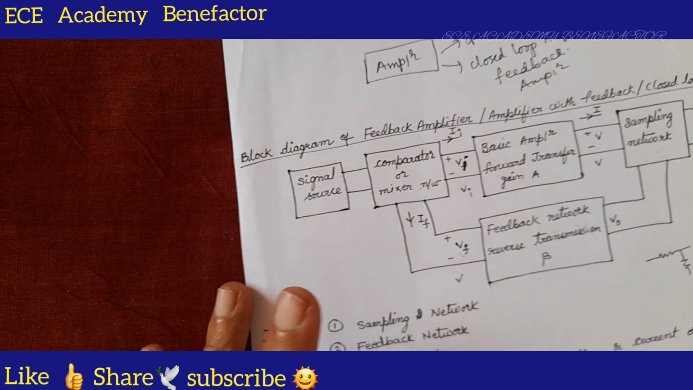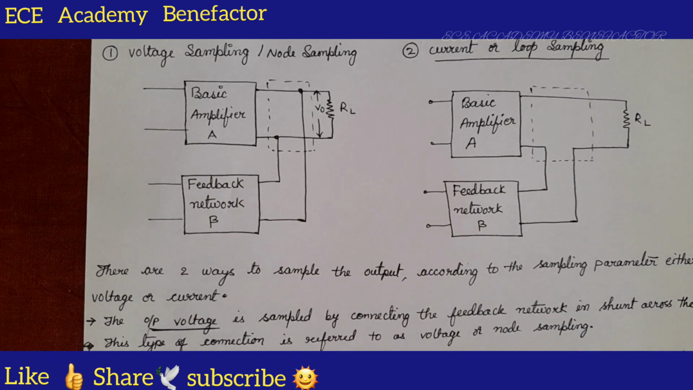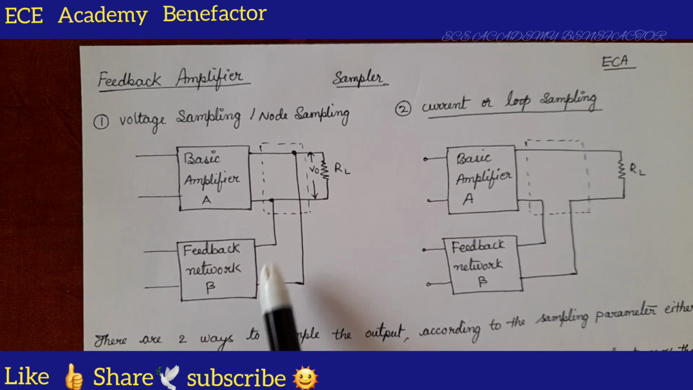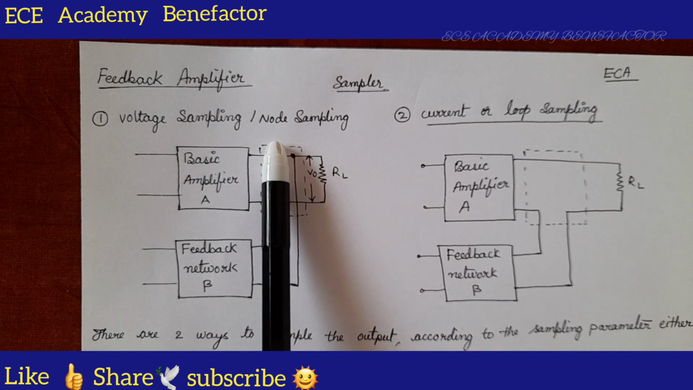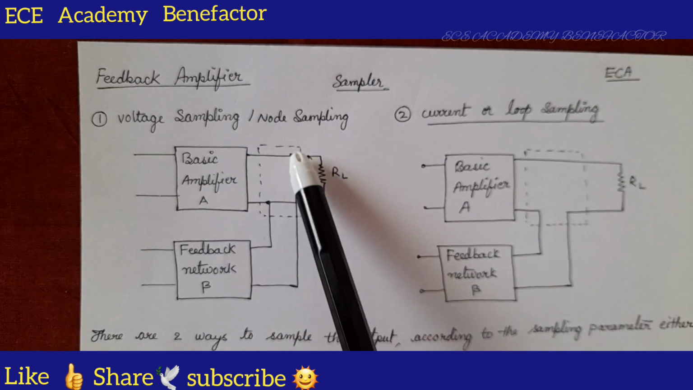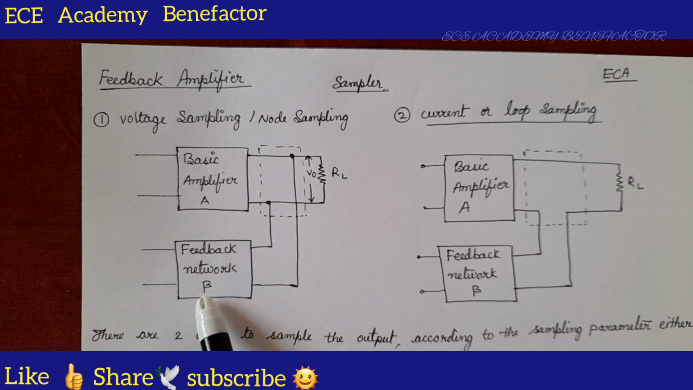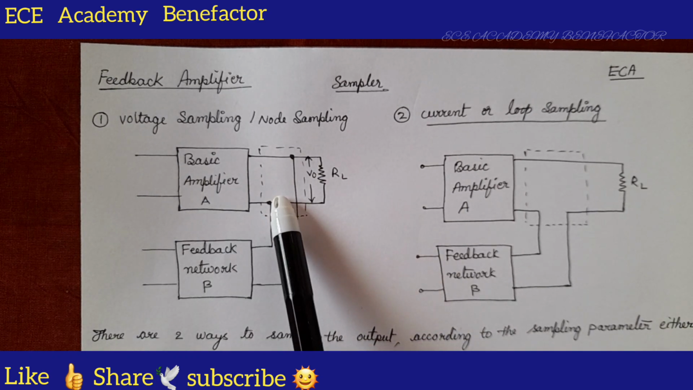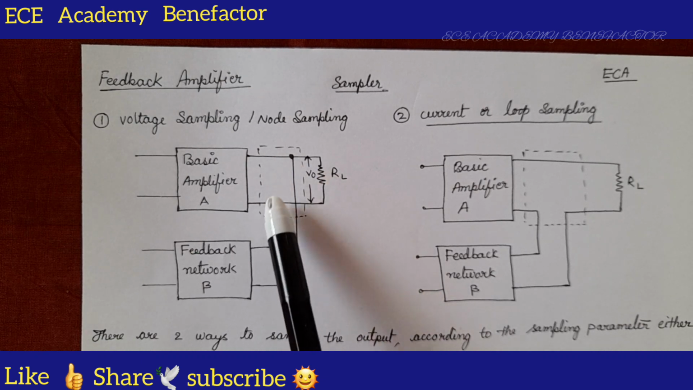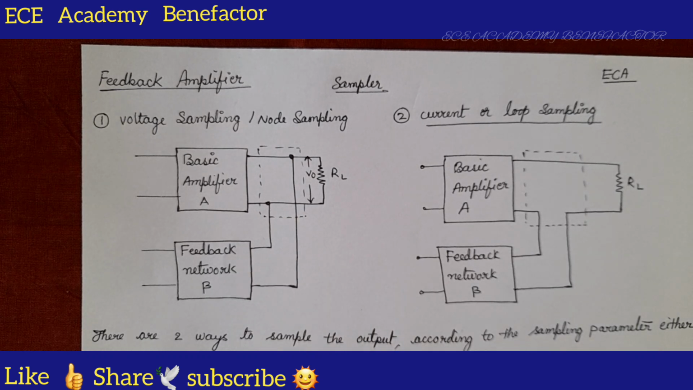Let us now see what a sampling network, a sampler, is. There are 2 types of samplers, voltage or node sampling. In voltage sampling, we are taking a part of the output. Output is observed across the load resistor, an amplifier of gain A, feedback network of ratio beta. This feedback network is connected in shunt to the amplifier output. This is known as voltage sampling. The feedback network connected in shunt across the output is known as voltage sampling.